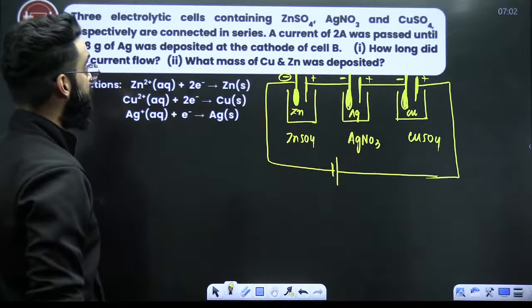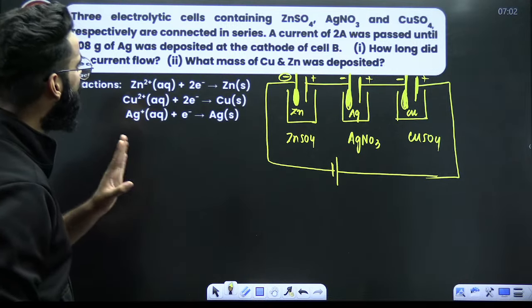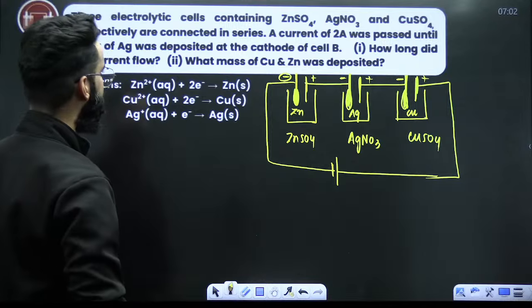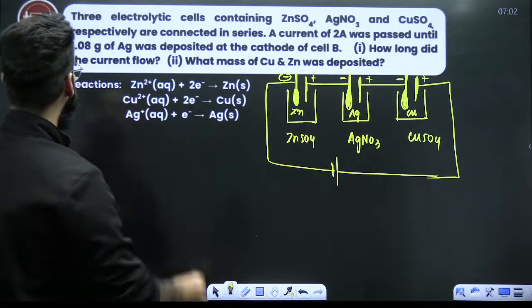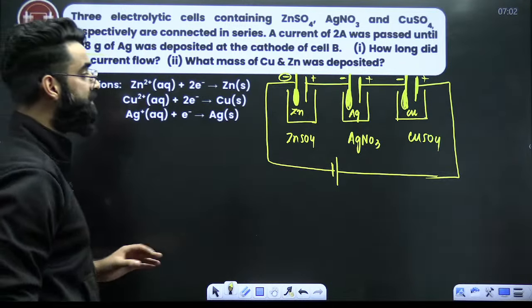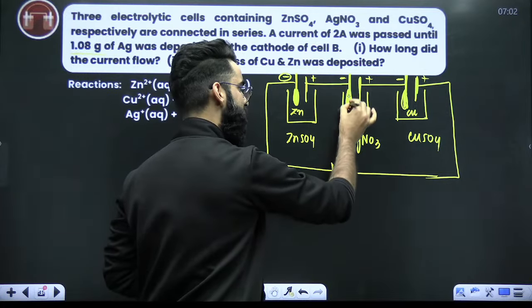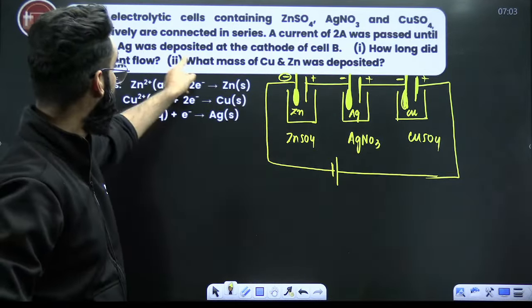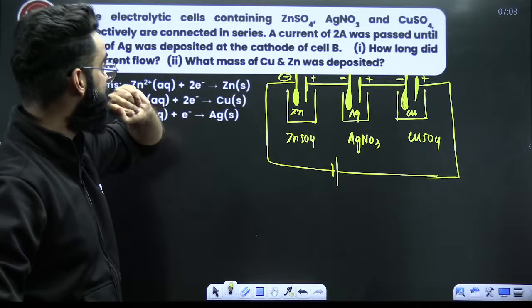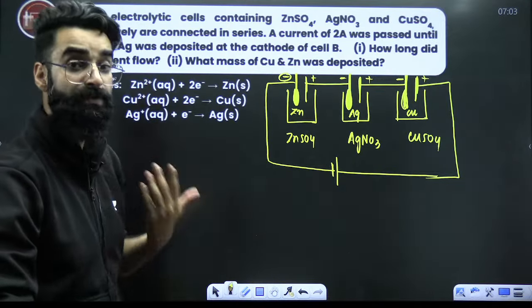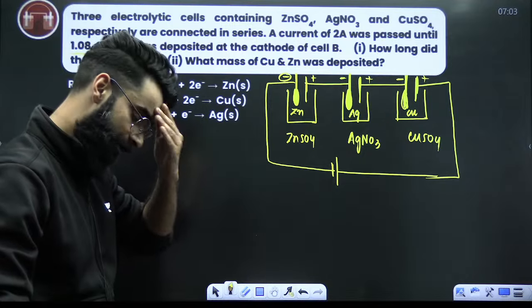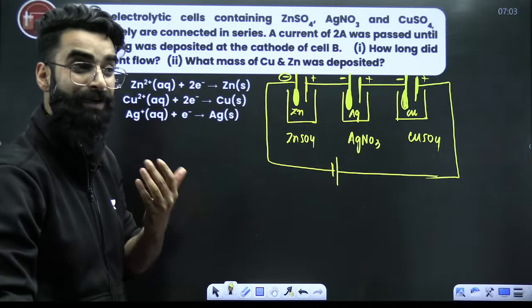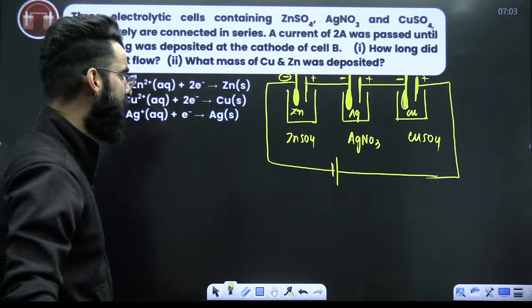Perfect. Now in the question, a current of 2 amperes was passed. Current of 2 amperes is passing in every electrolytic solution. Current of 2 amperes was passed until 1.08 grams of silver was deposited. So as per the question, it is given that 1.08 grams of silver is deposited, right? First, he's asking you how long did the current flow? Right? He's asking you the T value. In what duration of time did the current flow?